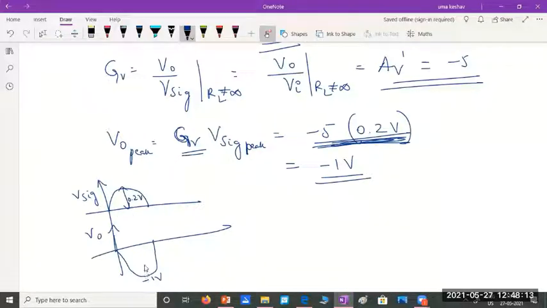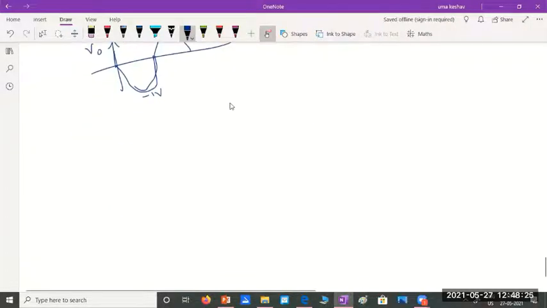Reverse in direction, 180-degree phase shift between input and output. Please remember that. So when this is negative half cycle, this will be in positive. I haven't drawn it neatly. This is how it looks. Is this clear? Do you have any doubts with this?